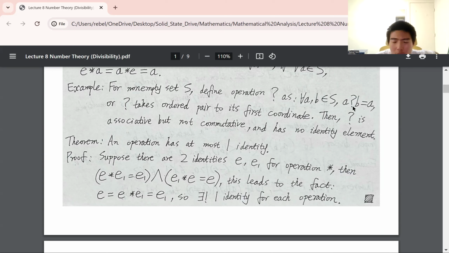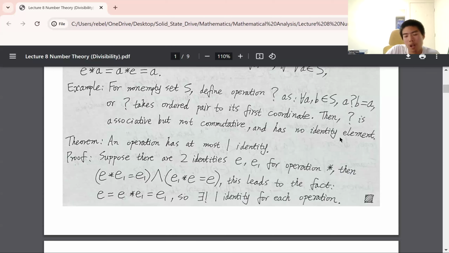Is it associative? Yes, because it always takes the first. For example, if we do B question with C, we get B, and A with that is A. And if we do the former part, AB is A and AC is A. So it's the same. But it's not commutative, because A question B is A, but B question A is B. Does it have an identity?